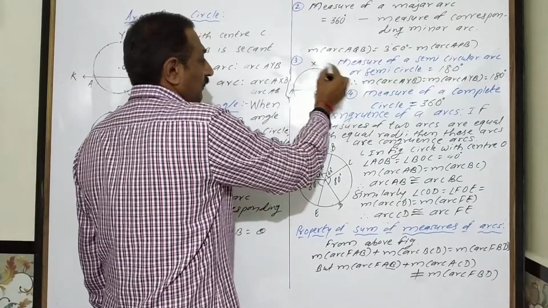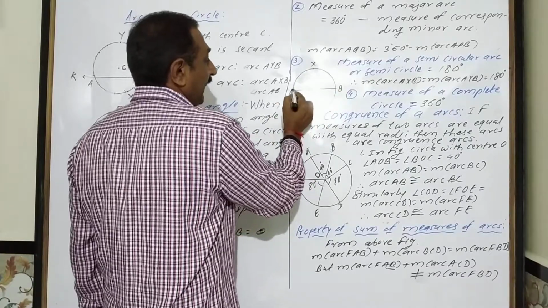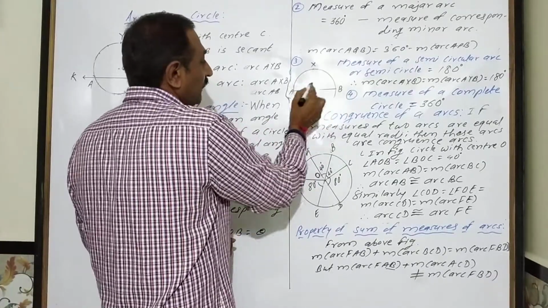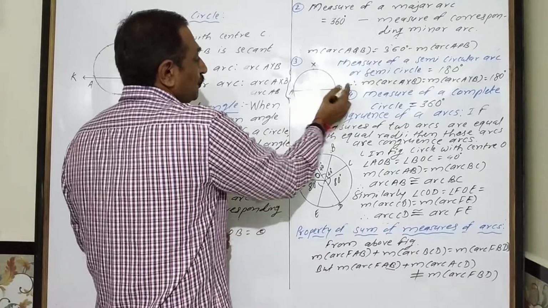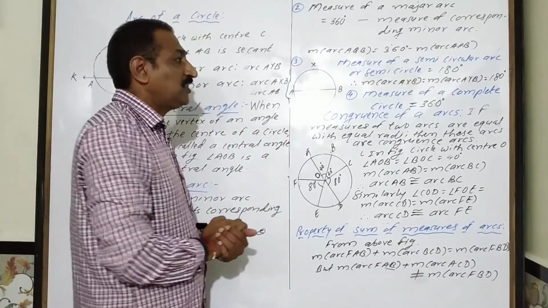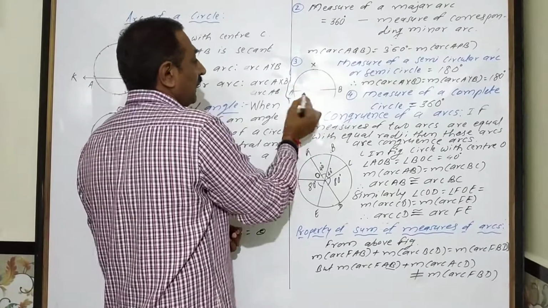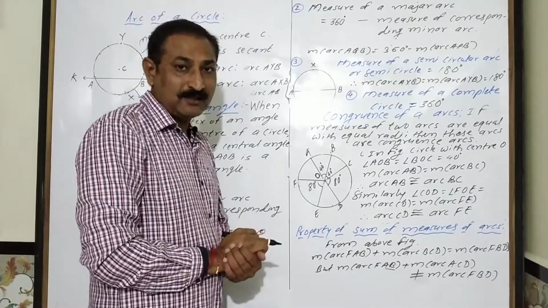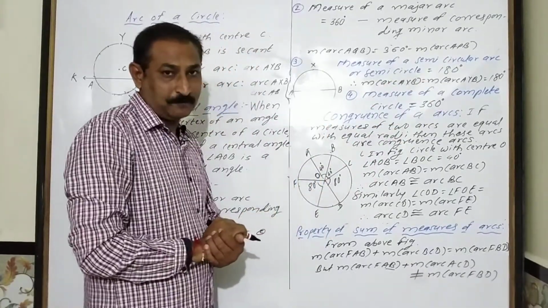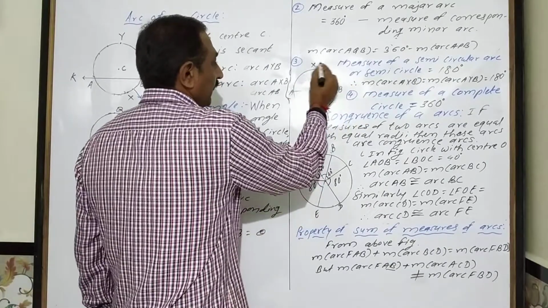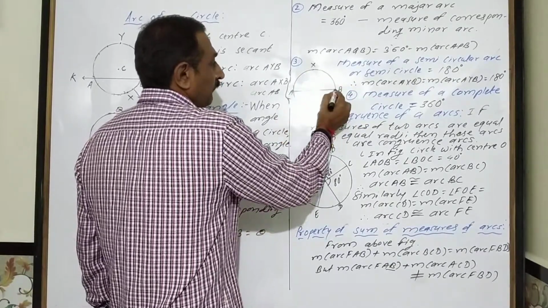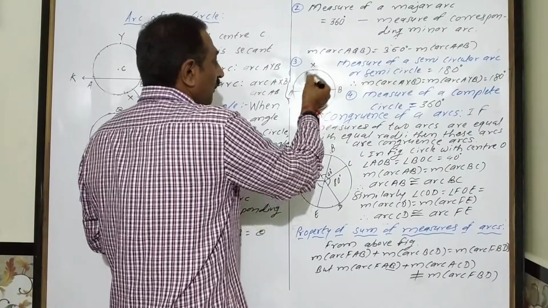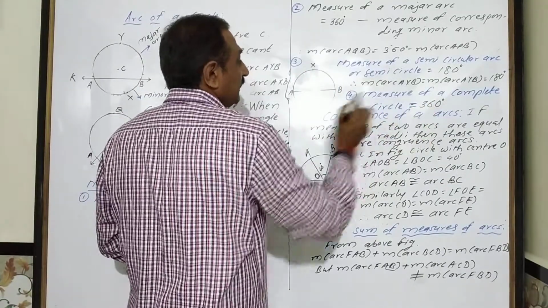In the figure, circle with center O, I draw AB as the diameter. By this diameter, the circle is divided into two parts and these two parts are equal. Each part is called a semicircular arc or semicircle. The measure of the semicircle is 180 degrees. Hence I write here: measure of arc AXB is equal to measure of arc AYB is equal to 180 degrees. Again, the measure of the complete circle is 360 degrees.